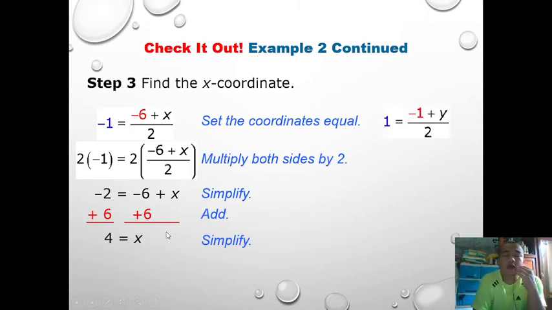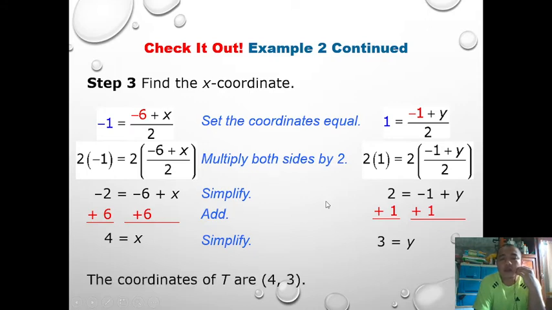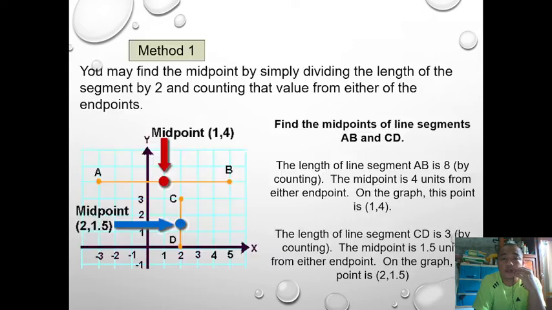So the x coordinate of the other endpoint T is 4. How about the y coordinate of the other endpoint? So equate 1 to 1 plus y all over 2. Multiply both sides by 2. So 2 is equal to 1 plus y. Subtract 1 from both sides. So 1 is equal to y. So therefore the coordinates of T are (4, 1).